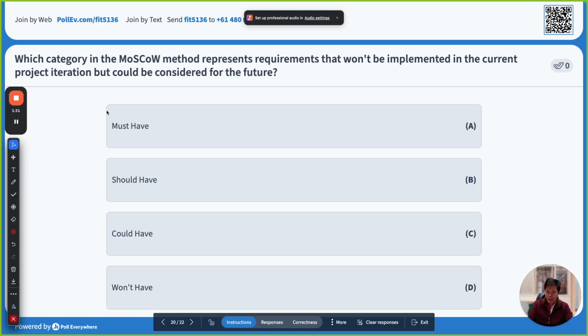Next one, which category in the Moscow method represents requirements that won't be implemented in the current project iteration but could be considered for the future? All right, what is that? Go for it. 5, 4, 3, 2, 1. This is easy. We need more responses. Okay, anyway, we need to move on.